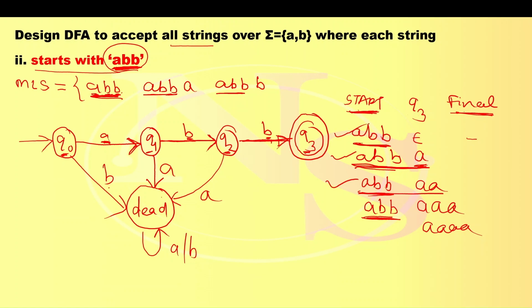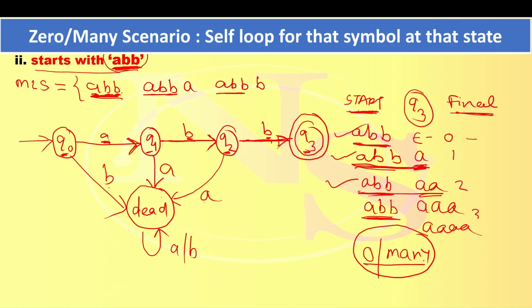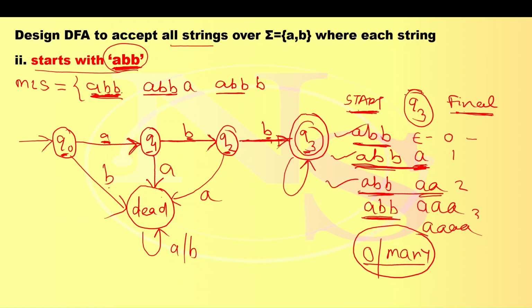This is also valid. Hence we can say Q3 is a state looking for 1 A, 2 A's, 3, or 100 A's, or 0 A's also. So Q3 is looking for 0 transitions for symbol A or multiple transitions for symbol A. So the scenario is of 0 or many. And as I explained in all previous videos, whenever in TOC there is a scenario of 0 or many, simply give a self loop to the target state Q3 for symbol A. So there is a transition for A from Q3 as a self loop.